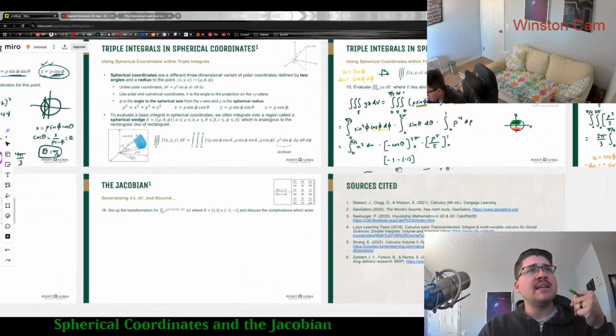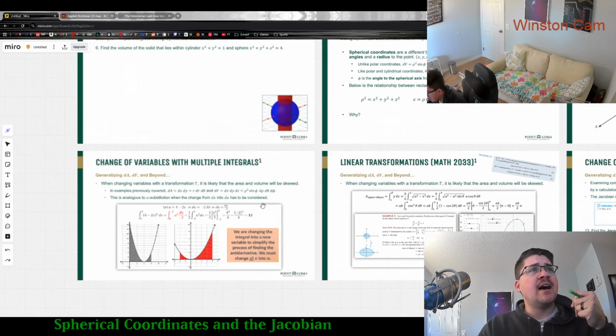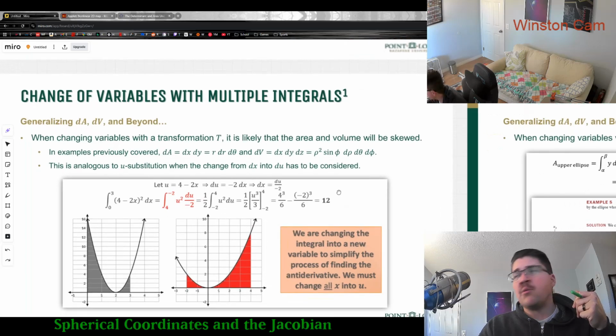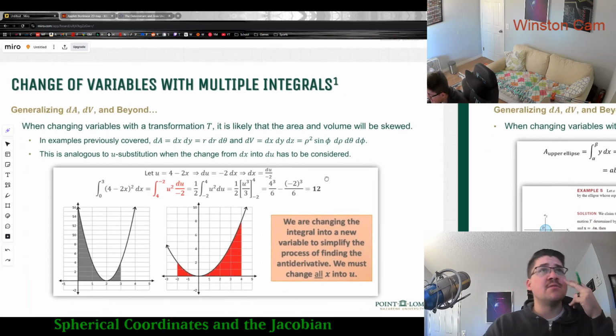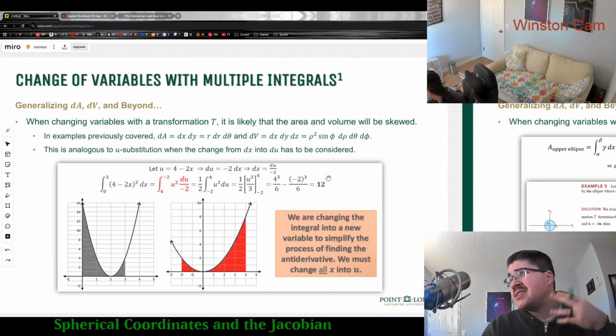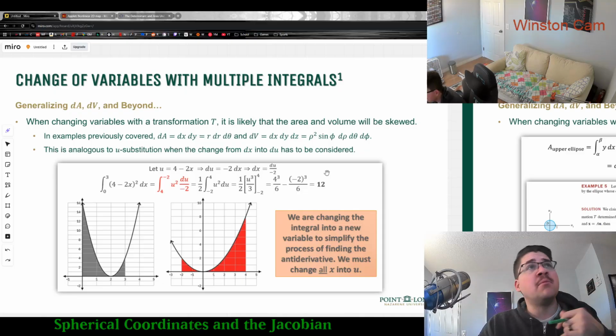Actually, before we get into this, let's look at something I usually bring up in Calc 1 and Calc 2 when we're going through the process of u substitution, of how it really skews our graph. But even though we create a skew in our axes, we're not actually changing the final problem we're trying to solve. So for example, say we're considering this integral, 4 minus 2x squared from 0 to 3, right?